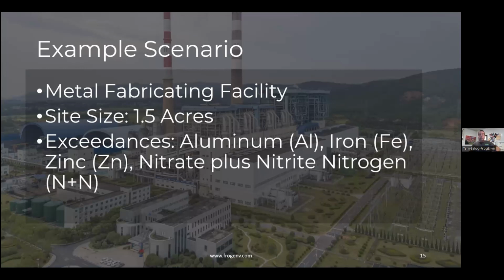So now let's talk about an example scenario. The facility that we chose is a metal fabricating facility, 1.5 acres. Their exceedances are aluminum, iron, zinc, nitrate plus nitrite, total nitrogen. So pretty typical. This sounds like your pretty typical metal fabricator, some grinding, some cutting. The nitrate could be from the nitric acid as rust inhibitors. All of these things, either way, here they are.